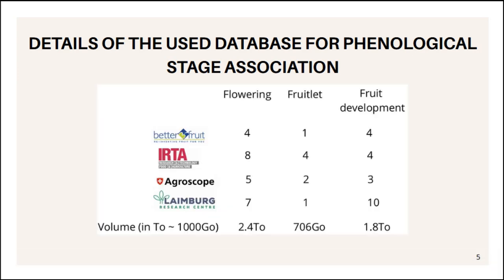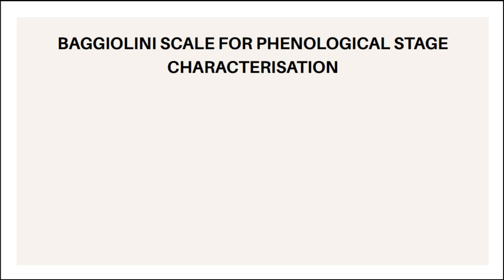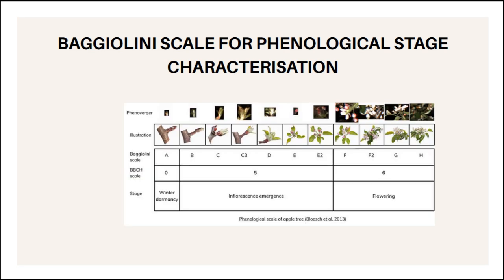The AI was trained on many terabytes of data from 4 different sites in 4 different European countries. So you can see here how many sets of data each site provided for each development stage, and we will only focus on the flowering part here. For reference, here is the Pagiolini scale that we used for phenological stage association of the thumbnails that you can see on the upper row.